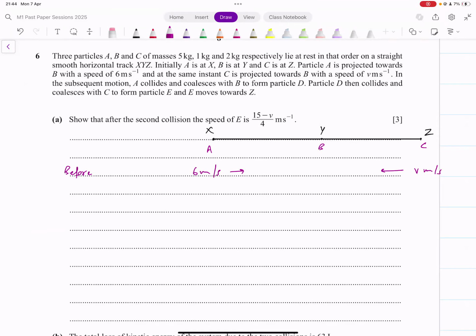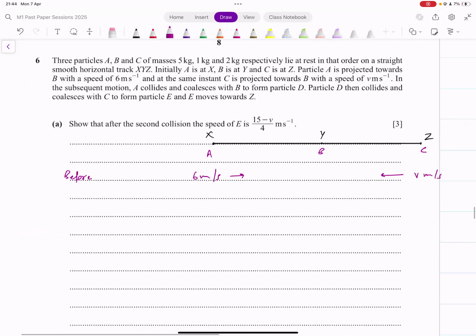In the subsequent motion, A collides and coalesces with B. So first of all, there's a collision between A and B. Okay, there's a collision between A and B first of all. Now let's talk about this first collision first of all. Particle D then collides with C to form E, and E moves towards C. Okay. So first of all, we have a collision between A and B. Let's just focus on A and B particles.